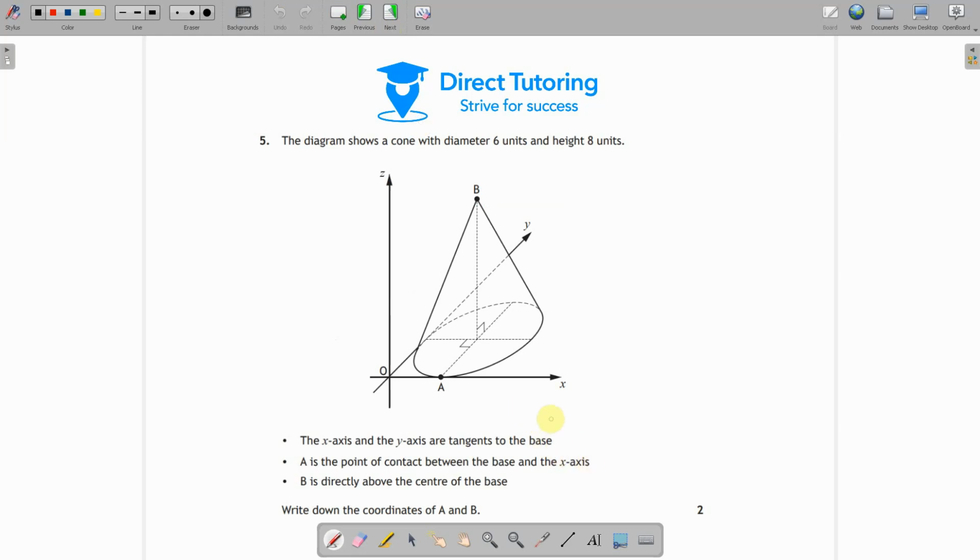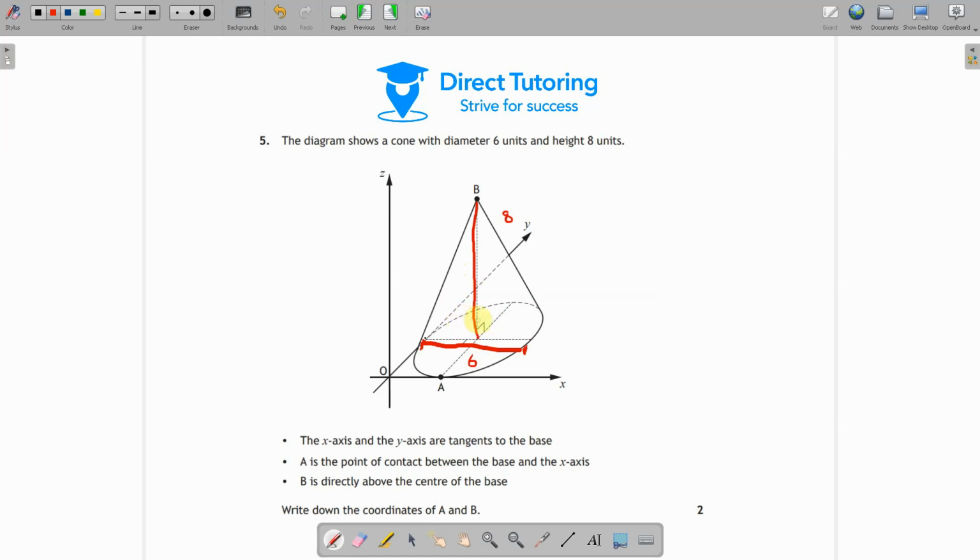Question number 5 looks quite a big question, however it is only worth 2 marks. But this deals with 3-dimensional coordinates or vectors. So it tells us that it's a cone with a diameter of 6 units and a height of 8 units. So from here, I'll do this in red. From this point to that point is a distance of 6. And then from here, the line's a bit wonky, but from the base to B is a value of 8.